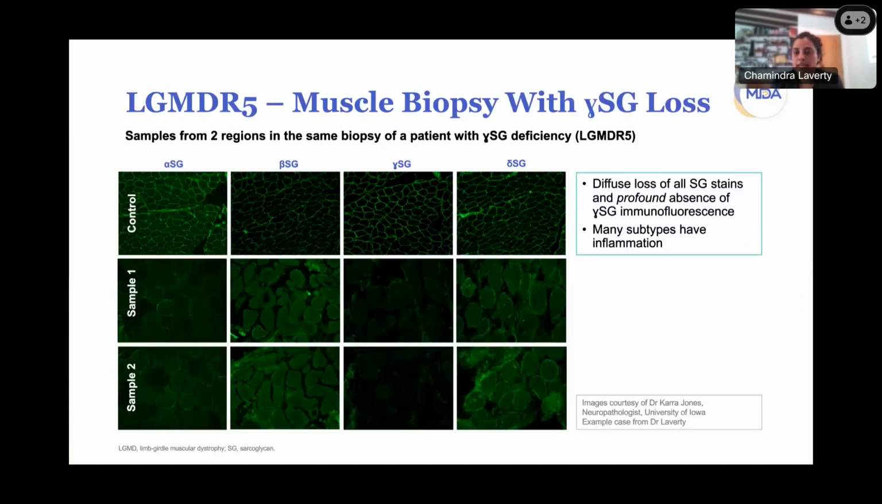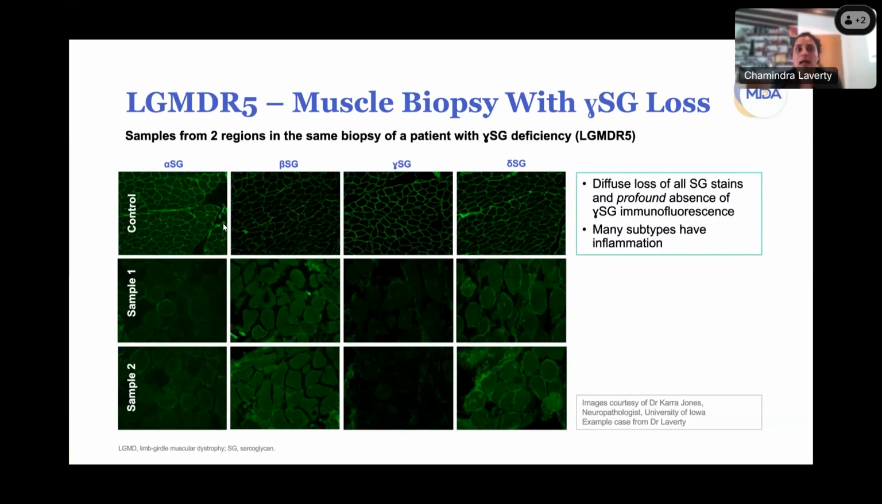This is actually a case of mine where the patient had a gamma sarcoglycanopathy, R5. This was a homozygous variant, classified as a VUS, in a consanguineous family. I sent my patient's muscle biopsy for additional testing through the University of Iowa. These pictures were given to me by my colleague, Dr.